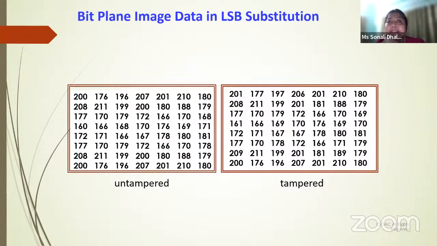This is the bitplane data for LSB substitution. This is the original data. The first one is 200. It changes to 201, so the LSB is being changed. The second one is 176, which changed to 177. Like this.